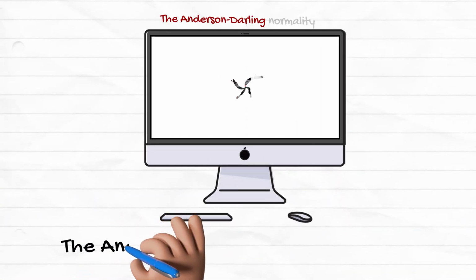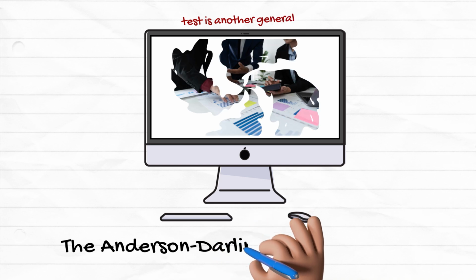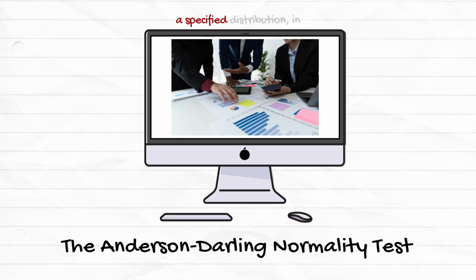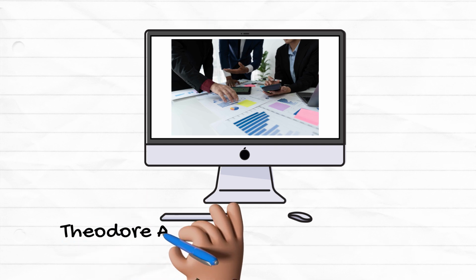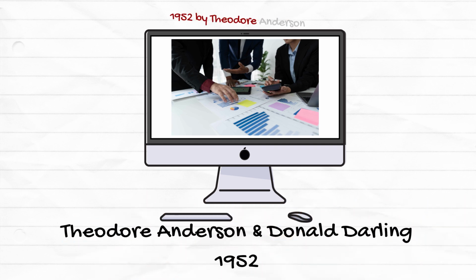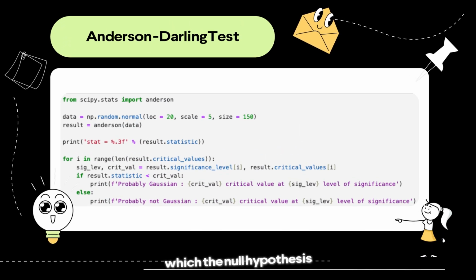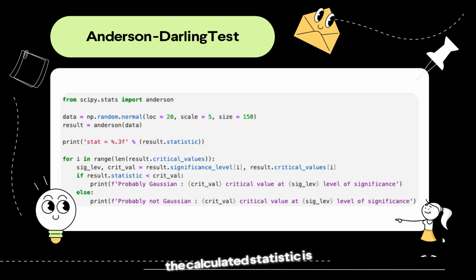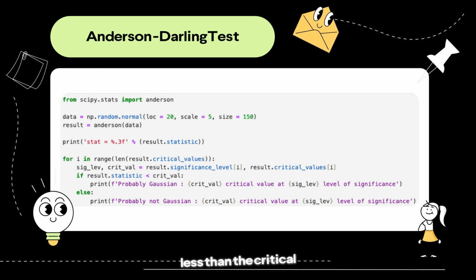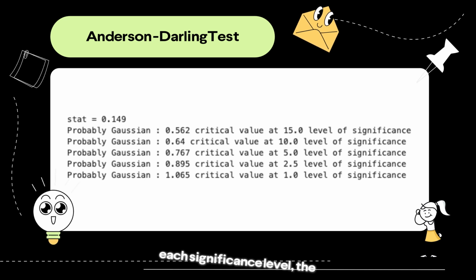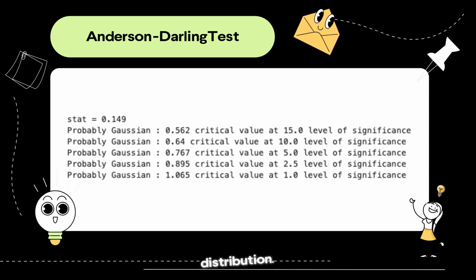The Anderson-Darling normality test is another general normality test designed to determine whether the data come from a specified distribution, in our case, a normal distribution. It was developed in 1952 by Theodore Anderson and Donald Darling. It gives a range of critical values at which the null hypothesis can be rejected if the calculated statistic is less than the critical value. In our case, at each significance level, the data have a Gaussian distribution.